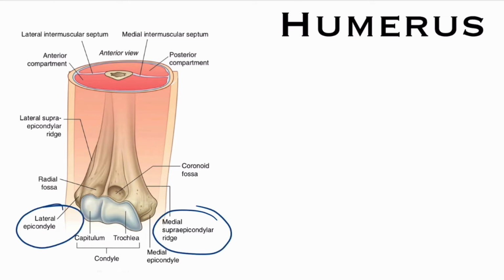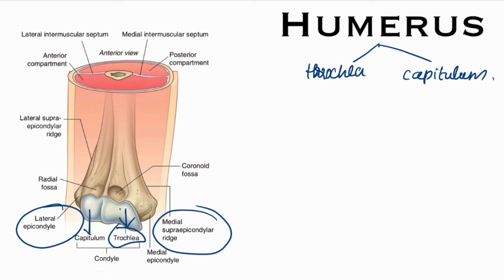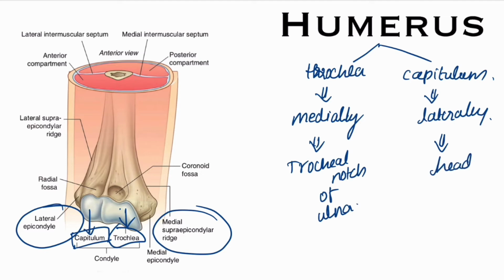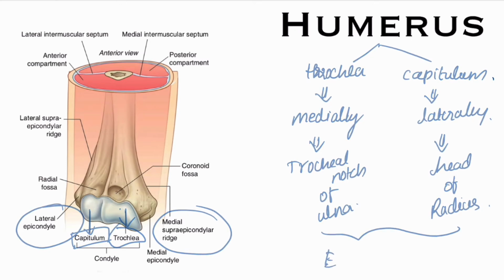These condyles of the humerus attach to the radius and the ulna through the trochlea and the capitulum. This is the trochlea here, and this is the capitulum. Trochlea is located medially and capitulum is located laterally. Trochlea is attached to the trochlear notch of ulna, and this capitulum is attached to the head of the radius. The humerus is attached to the radius and ulna to form the elbow joint.